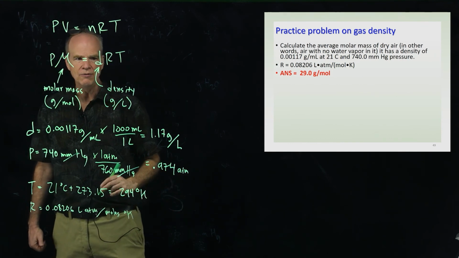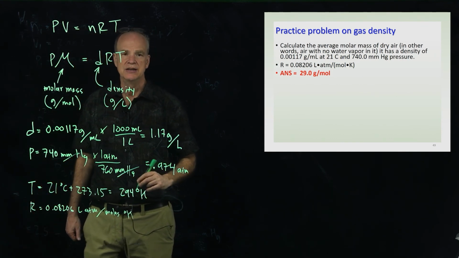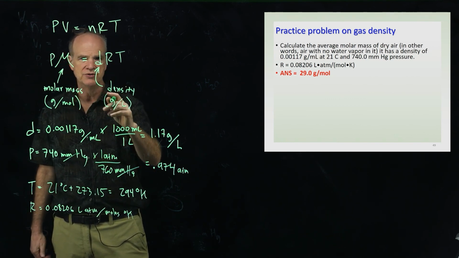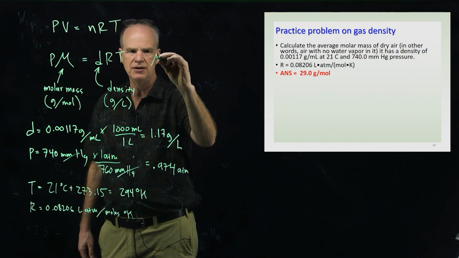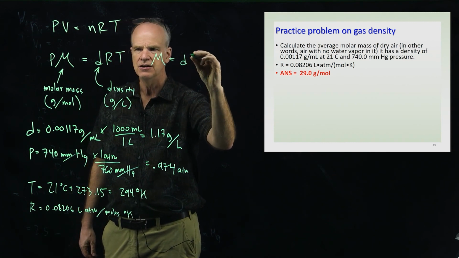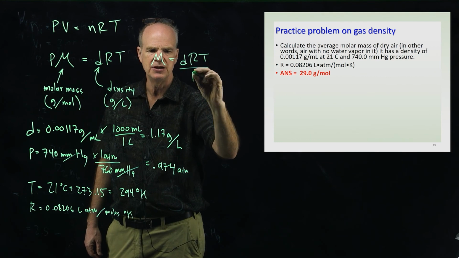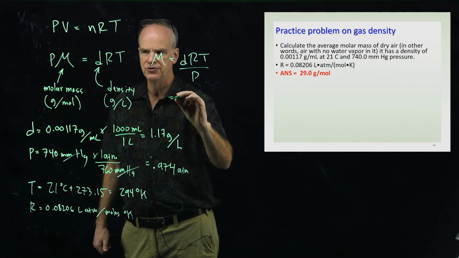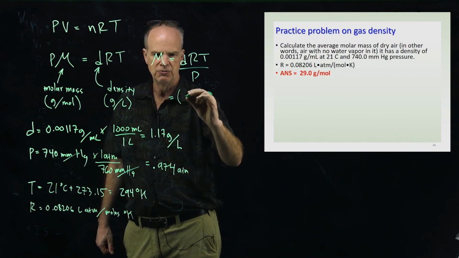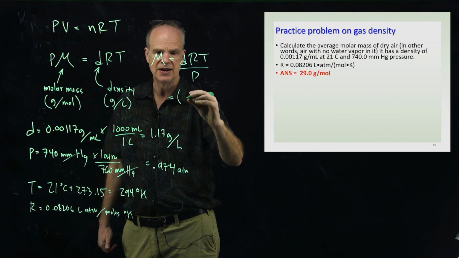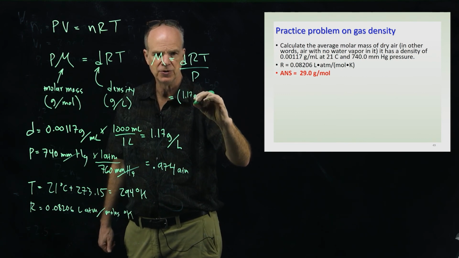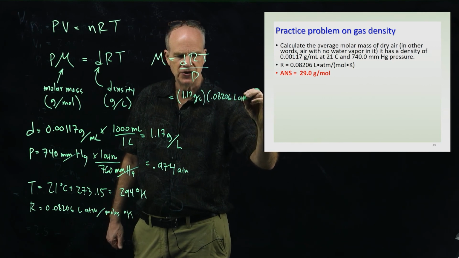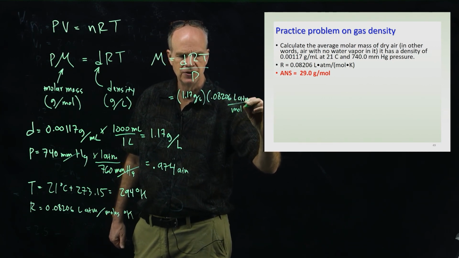To solve the problem at this point, we do a little bit of algebraic manipulation and solve this equation for M. I'm going to do this really quickly. M is equal to dRT over P. At this point, it looks like you just plug in numbers. Again, density must be in grams per liter, so it's 1.17 grams per liter. R is 0.08206 liters, atmospheres, over moles, degrees Kelvin.